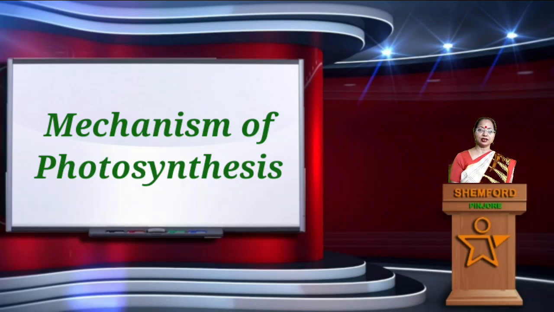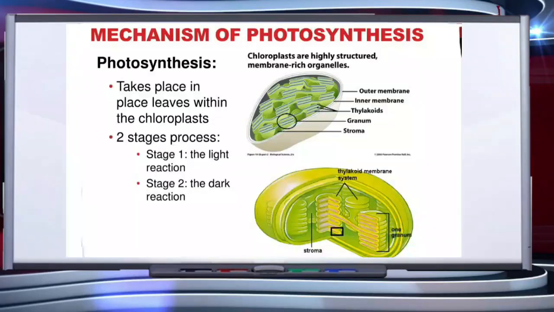In previous videos of chapter 13, photosynthesis in higher plants, we studied site of photosynthesis and photosystems. In this presentation, we will understand mechanism of photosynthesis. Now we know photosynthesis occurs in chloroplasts of the cell. Photosynthesis occurs in two steps: light reaction or photochemical phase. Second one is dark reaction or biosynthetic phase.